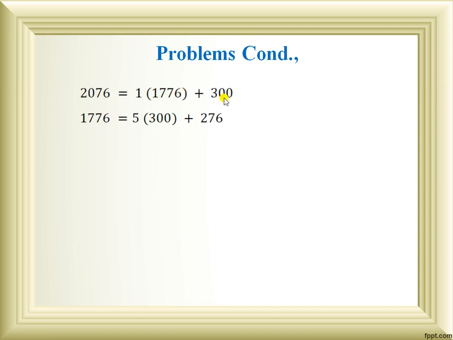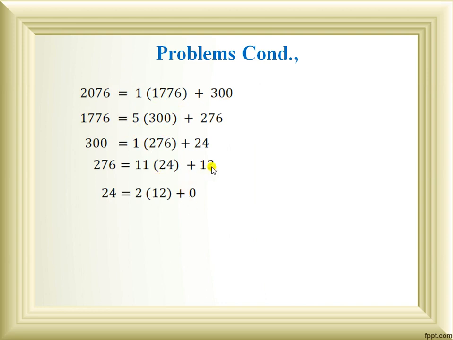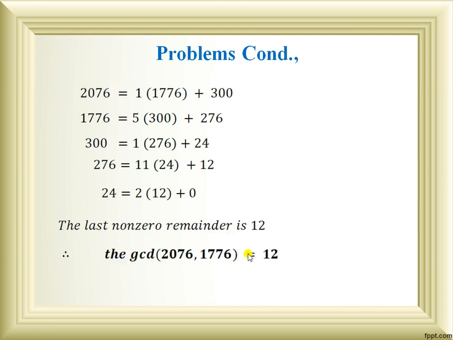In the first case I am getting the remainder 300. Like the previous problems, I am continuing the process. Finally I will get 12 in the fourth step. This divisor becomes the dividend and this 12 becomes the divisor. 12 divides 24, and the remainder is 0. So the last non-zero remainder is 12. The GCD of the given numbers is 12.